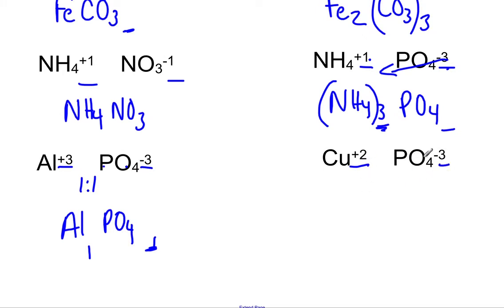But copper is going to hook up with phosphate. Copper says, here, take 2. Phosphate says, but I need 3. So this ratio is not a 1-to-1. It's not going to work out nicely. So we need to crisscross the charges. 3 goes here, 2 goes there. Cu with the 3 from the phosphate.